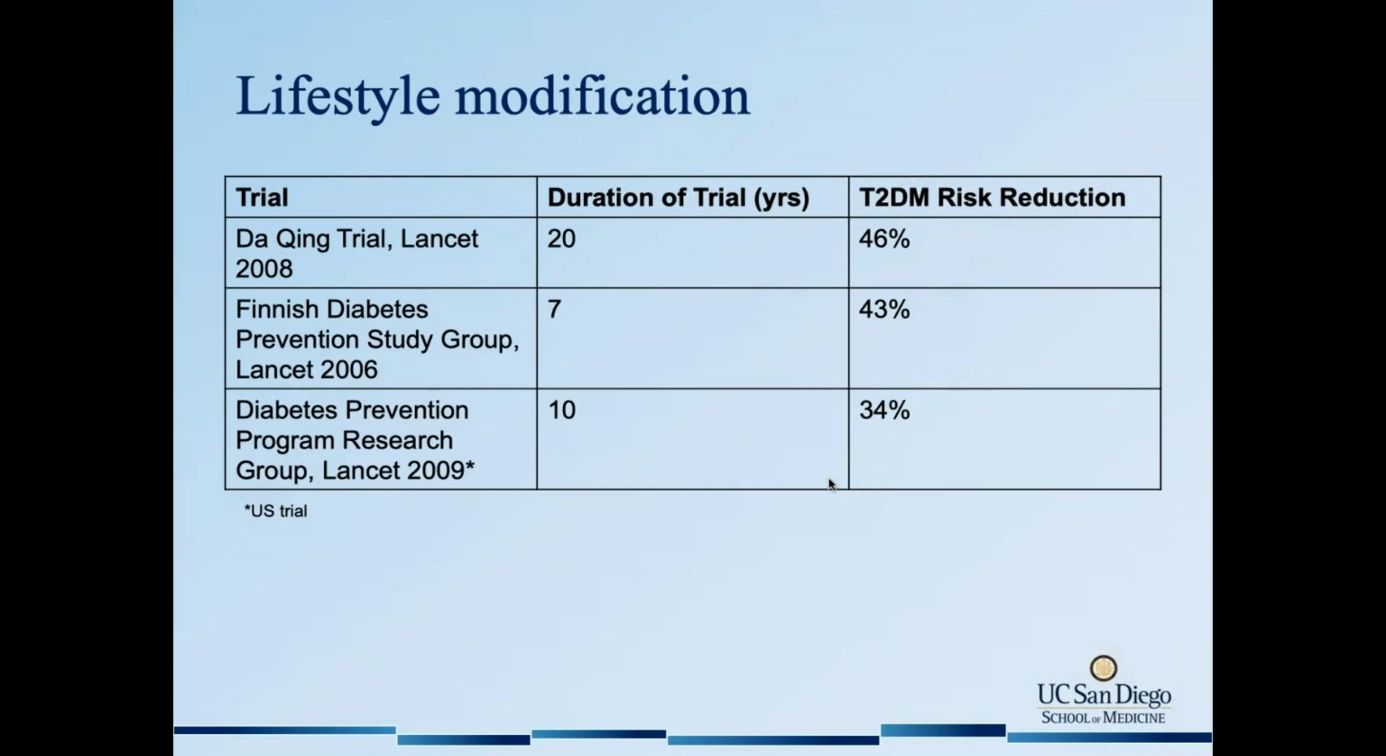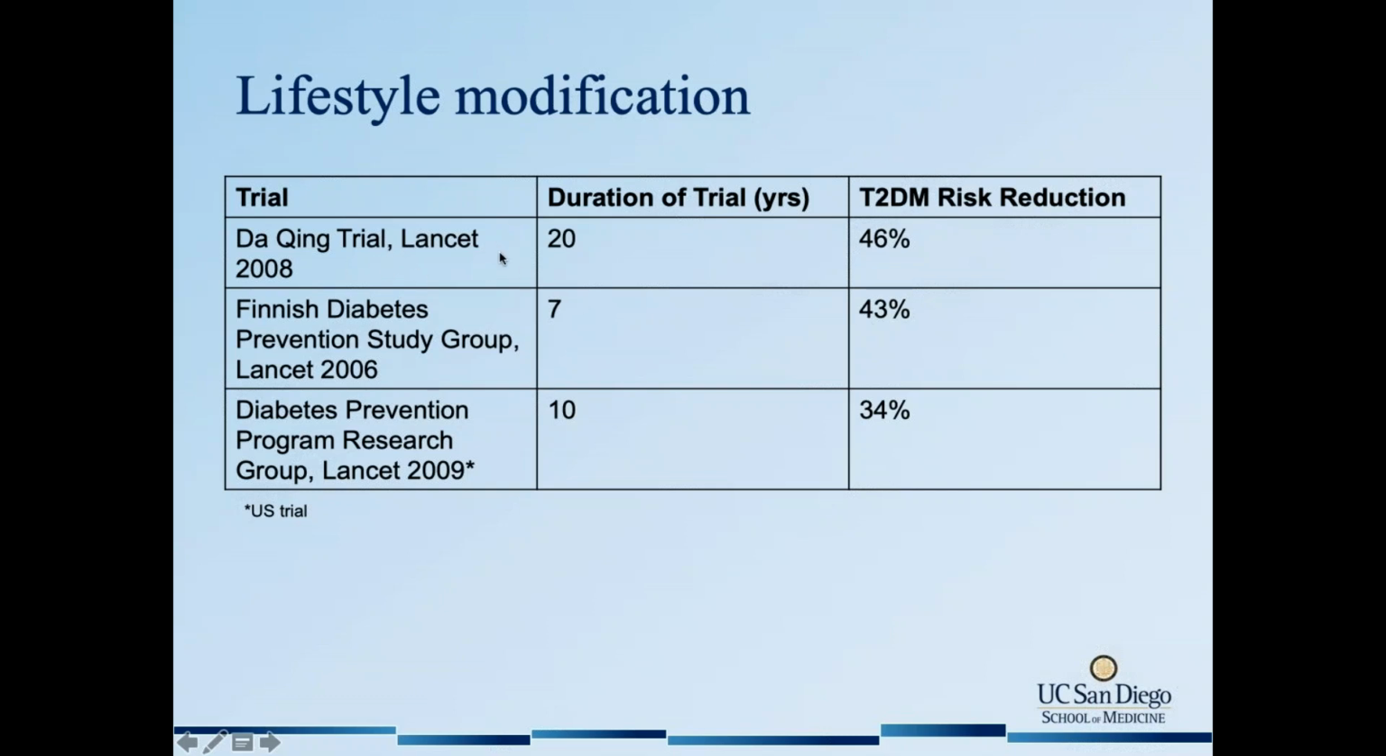But there's other trials that have shown us that we can have an effect in reducing the development of type 2 diabetes in people at risk. The first trial was published actually in Finland. It was the Finnish Diabetes Prevention Study Group, published in 2006. The duration of the trial was 7 years, and they did some lifestyle modification as well as some weight loss goals, and they saw a 43% reduction in the development of type 2 diabetes.